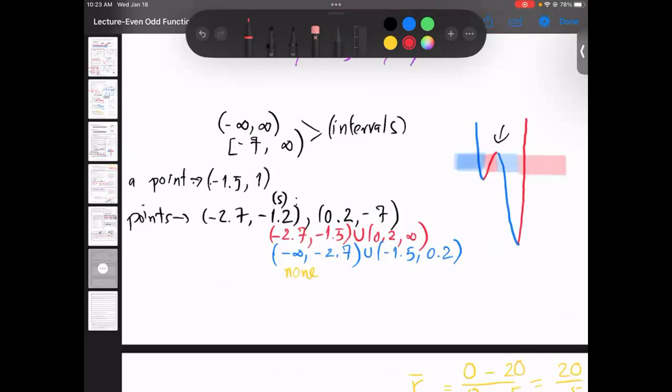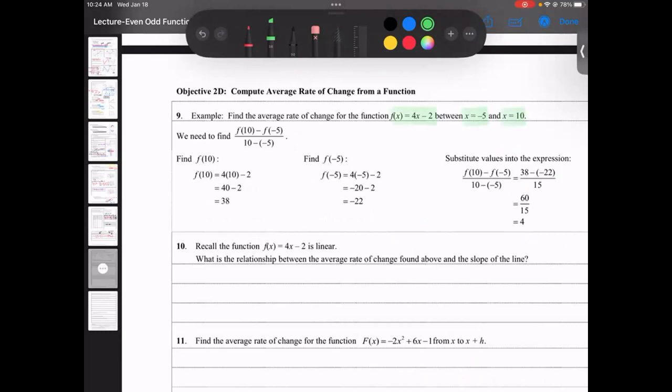Number 10, we look at the function f of x equals 4x minus 2 between x equals negative 5 and x equals 10. They want to find the average rate of change. So you have x1 there, you have x2 there, but you don't have y1, y2 yet. All you have to do is plug in the negative 5 and the 10 to find y2 and y1. So they did that, and they found y2 is 38 and y1 is negative 22. They plug into the formula for average rate of change, and they got 4.